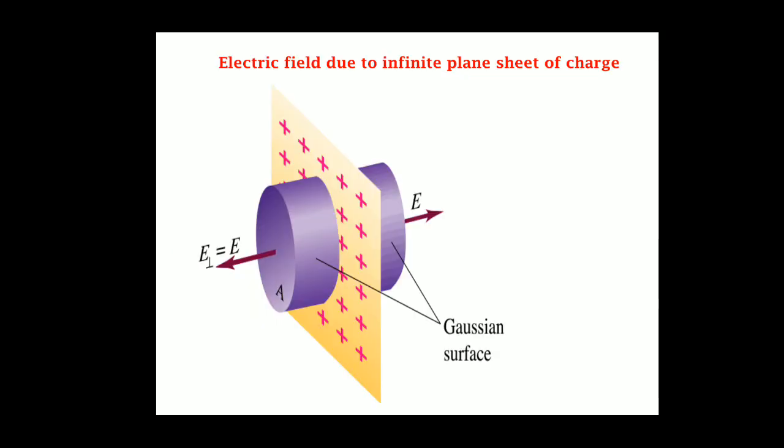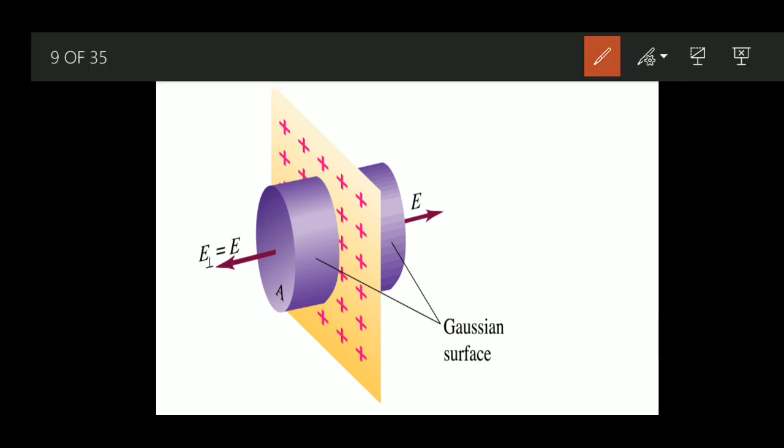Now this diagram gives you a little more idea. The yellow color one is a glass sheet and the violet one is a cylinder, that is a Gaussian cylinder. Is it symmetrical? Yes, it is symmetrical. And see the direction of the electric field. Can you see the direction of the electric field? Here it is in this direction, outward from the positive charge. And on this side, for this surface, it is acting in the outward direction.